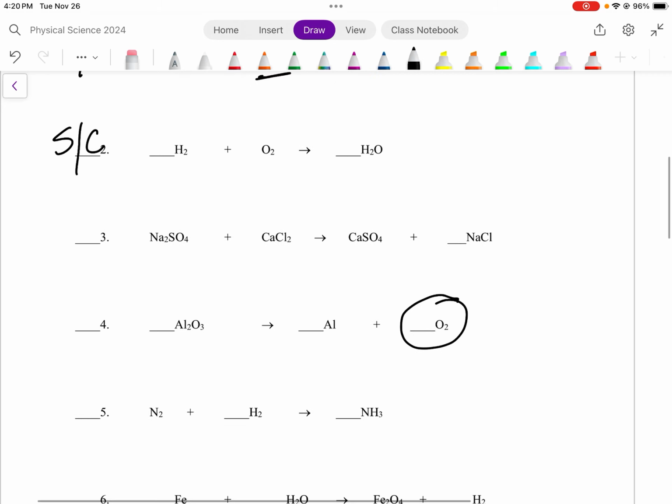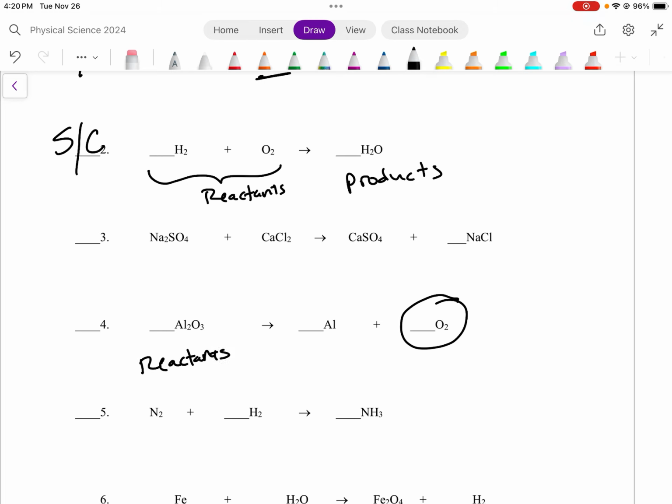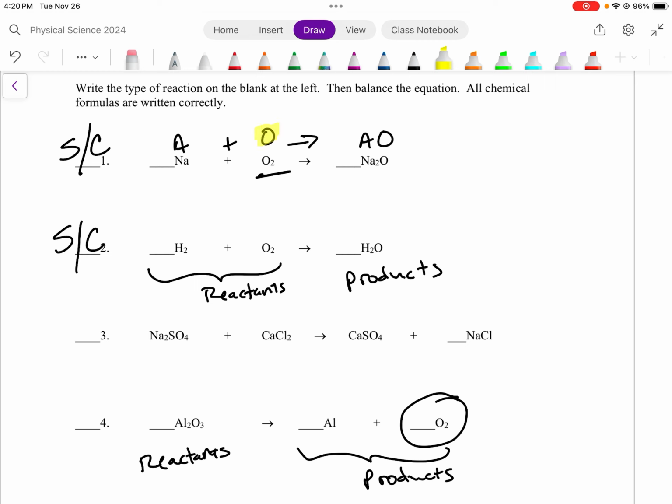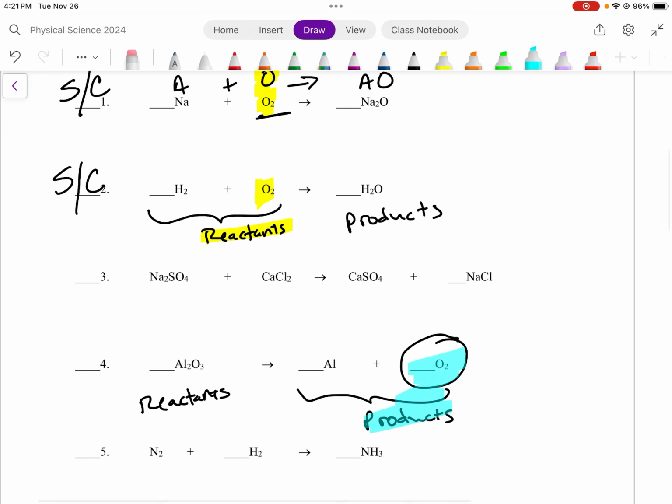I will point out number 4. Notice over here, oxygen is all by itself. But remember, the difference, notice the placement of the oxygen. In numbers 1 and 2, oxygen's in the reactants. That's what makes it combustion. Notice in number 4, oxygen is in the products.